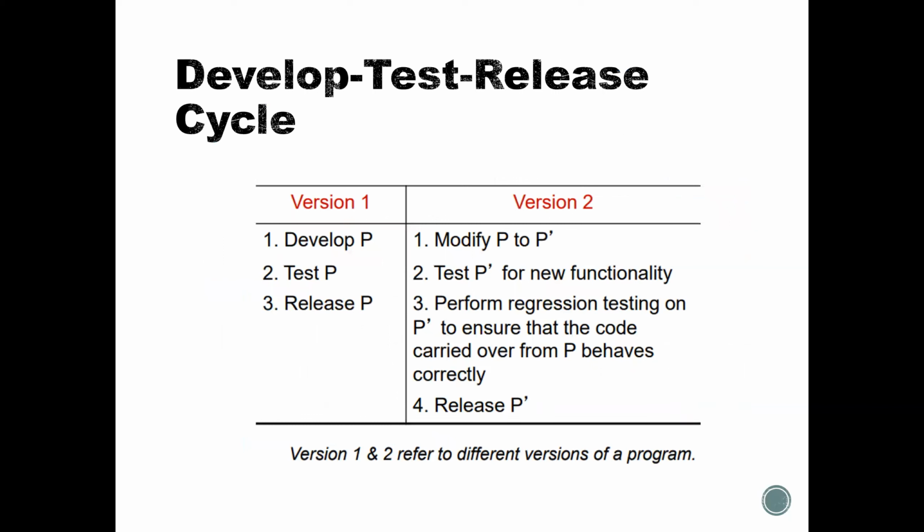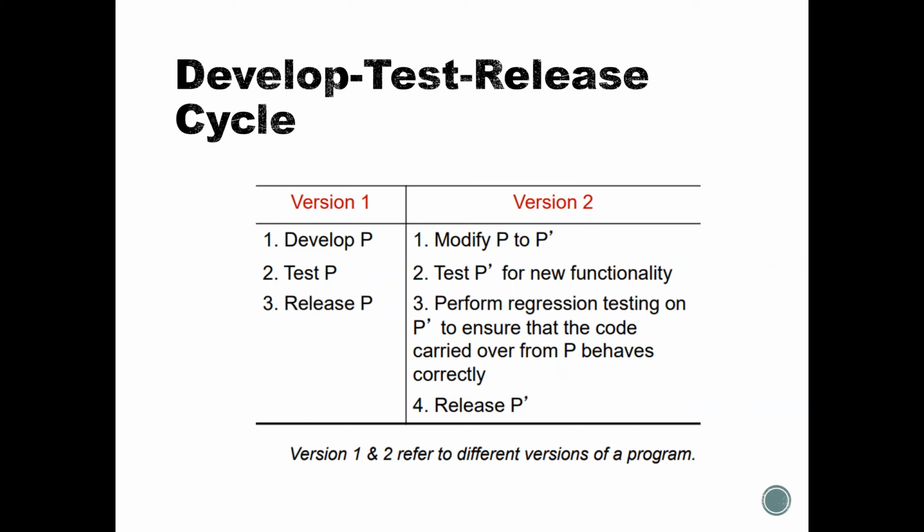So what I'm trying to say here is that this develop-test-release cycle will make things more clear. It is a highly simplified process. We have a program P, which is referred to in version 1. In this figure, if you see, there are two different versions, version 1 and version 2, and they both represent the program P.